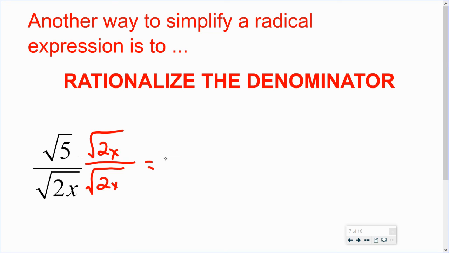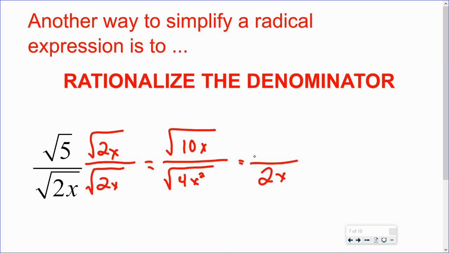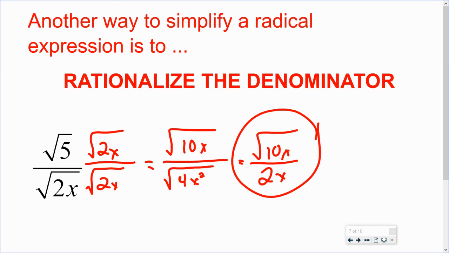So when I do this, I multiply those underneath there, so I get 10x. Over here, I get the square root of 4x squared. Well, the square root of 4 is 2, and square root of x squared is x, so I got 2x, and then on top of it, 10x, the square root of 10x. All right, now that shows just the benefit of taking it up to the next perfect square.